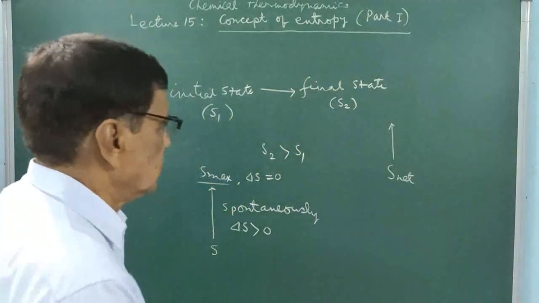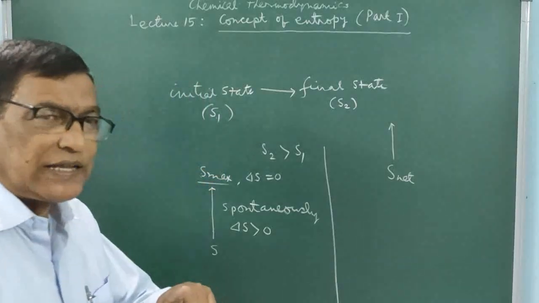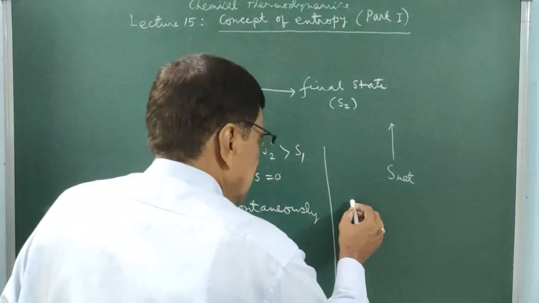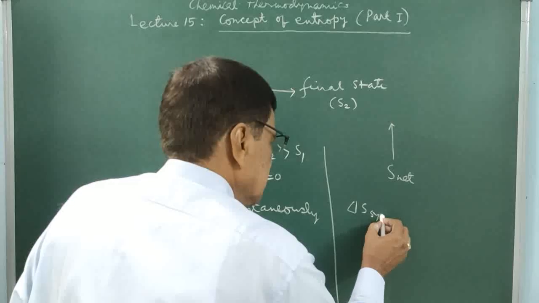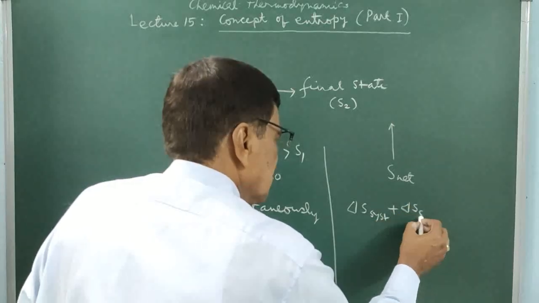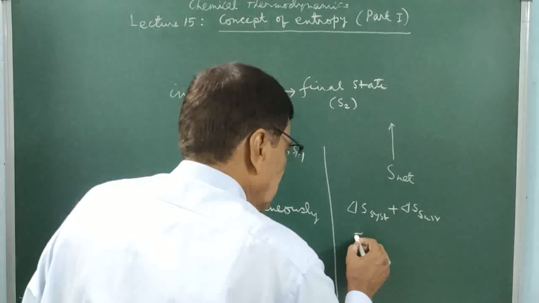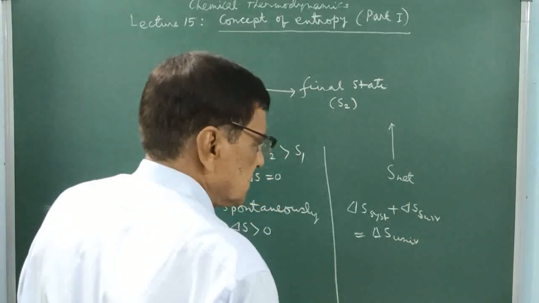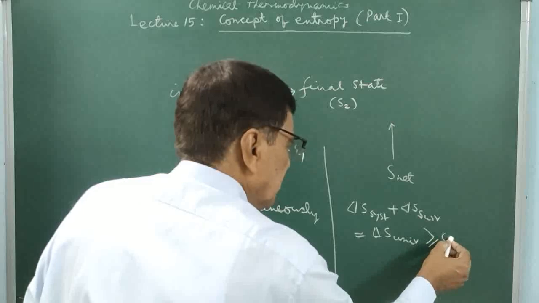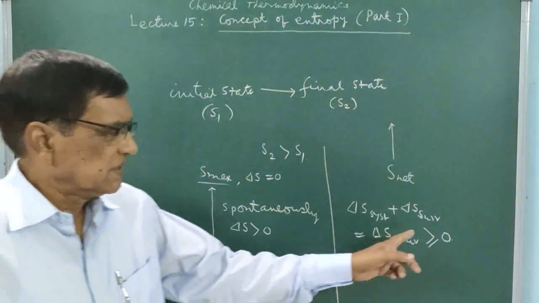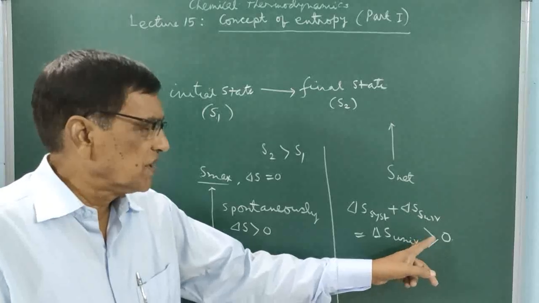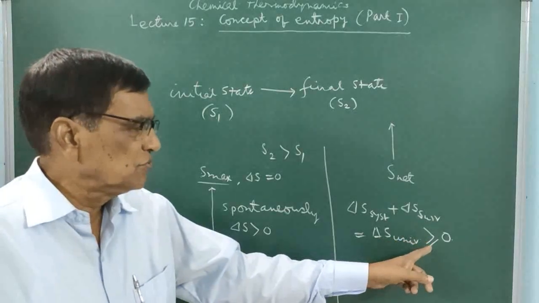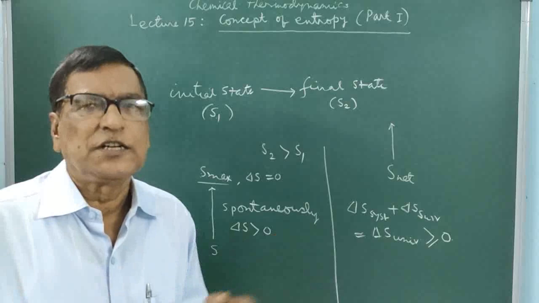In this case, the net entropy will go on increasing. So whenever we are considering systems other than isolated systems, in that case delta S system plus delta S surrounding equals delta S universe, and this will be greater than or equal to zero. Greater than zero, this inequality sign, occurs whenever the process is occurring spontaneously, and equal to zero whenever the process attains equilibrium.